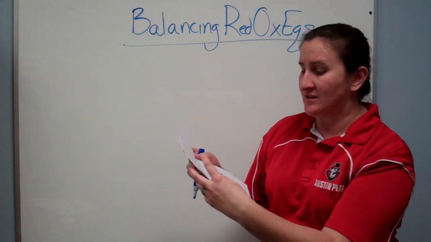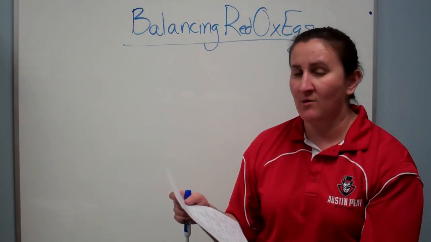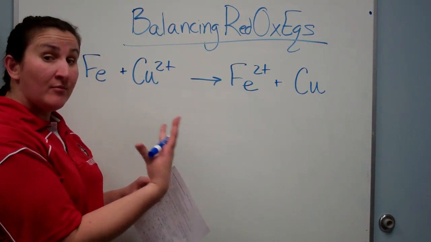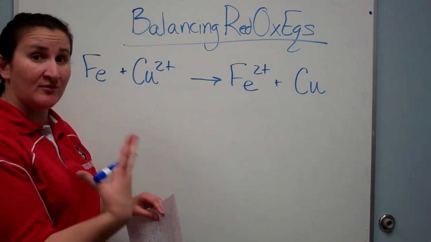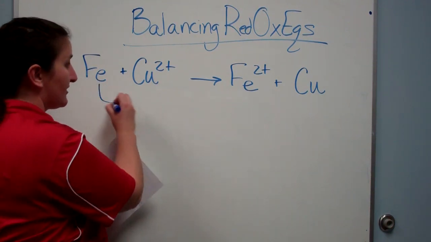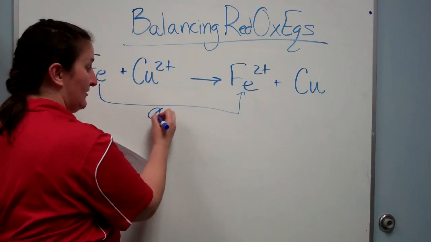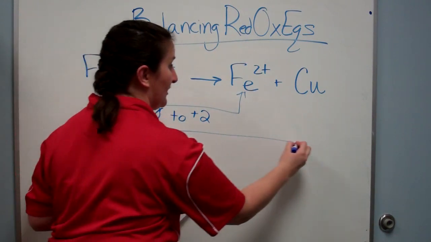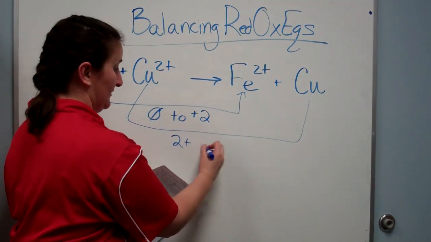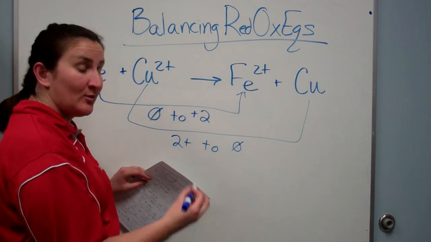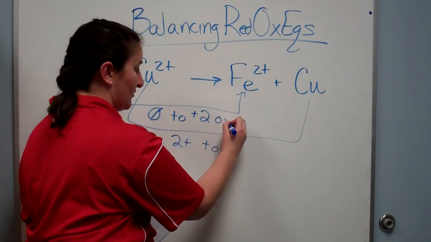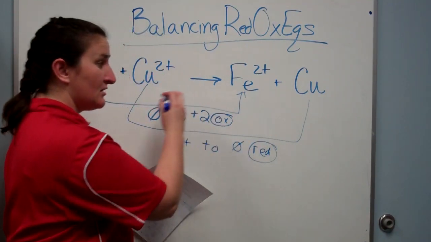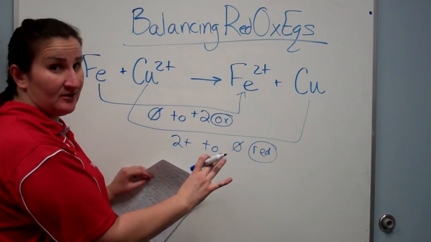So the first reaction is iron reacting with copper, and we need to figure out how to balance it. So this is our first equation we're going to work with. Before we start doing the redox, I'm just going to remind you of oxidation numbers. So meaning, iron goes from 0 to +2, while at the same time copper goes from 2 plus to 0, which means iron was oxidized and copper was reduced. You should already know how to do this from the previous videos.